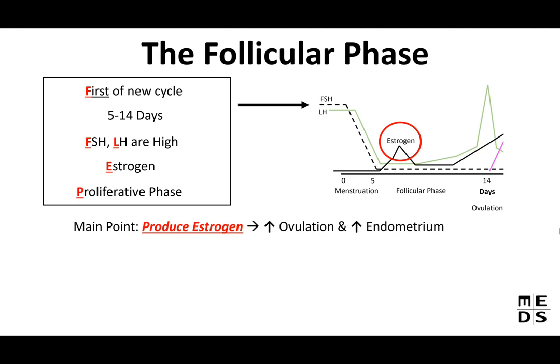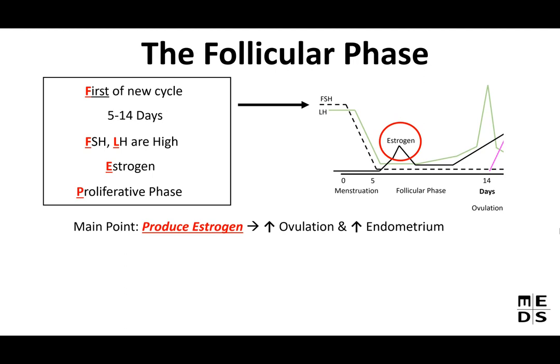And estrogen's job is to induce or increase the odds of ovulation, and then it wants to produce a new endometrium, because you sloughed off and got rid of the one from the last period because you didn't use it and didn't get pregnant. Therefore, we have to build up another one in case we do want to get pregnant during this cycle.